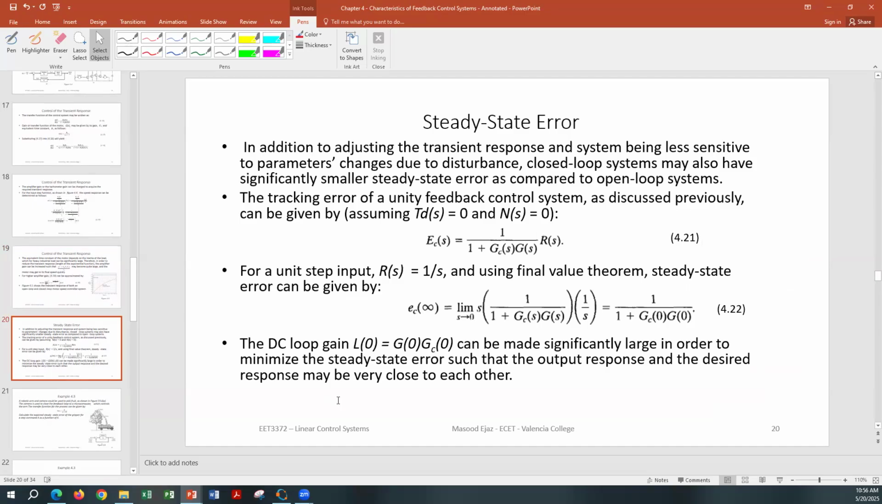The steady state value of the error. In general, we need it to be 0. Many times it is not 0. Our goal is to make it as small as possible. That is, the output must be very close to the input.